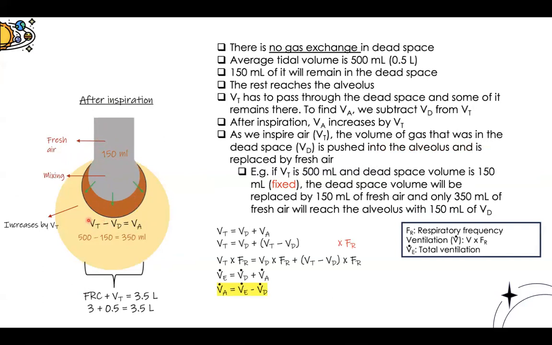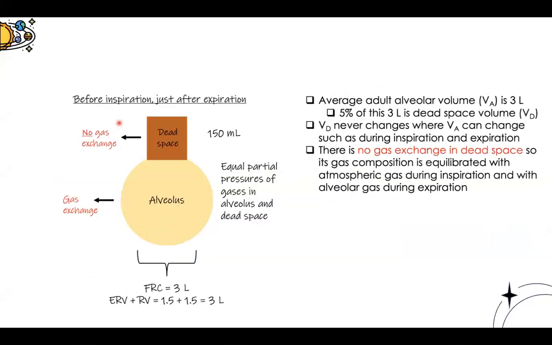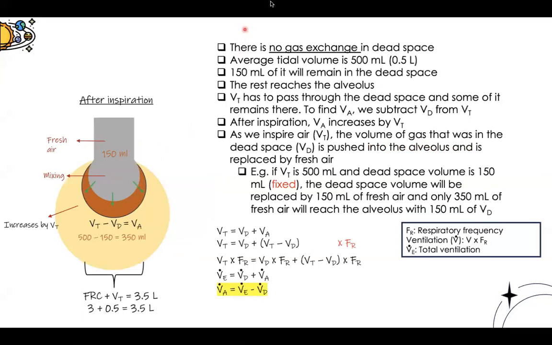How you calculate the fresh air reaching the alveolus is you subtract dead space volume from the tidal volume. So the alveolus only gets 350 ml of fresh air. Yes, it increases by 500 ml, which is our tidal volume, but 150 ml of that is the volume that was already in the dead space at the end of expiration. Is that clear? The entire concept is really based on you understanding that part. I can repeat it again, I really don't mind.